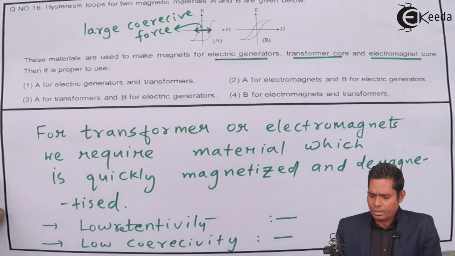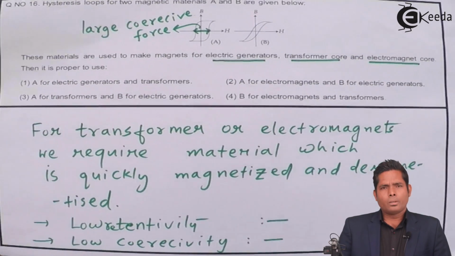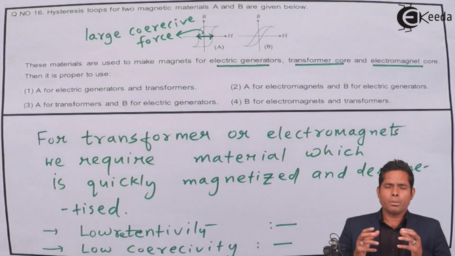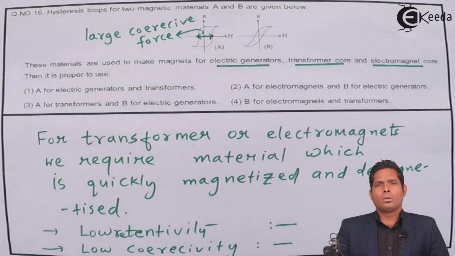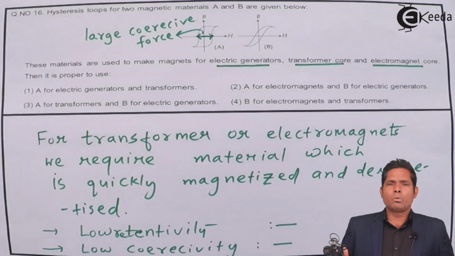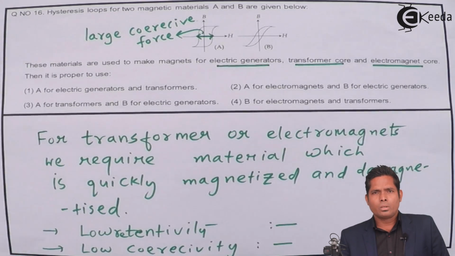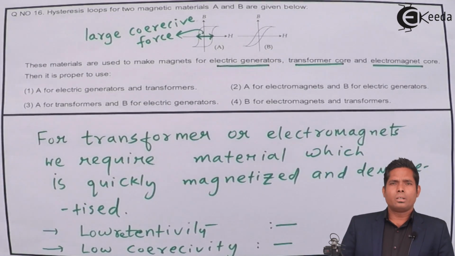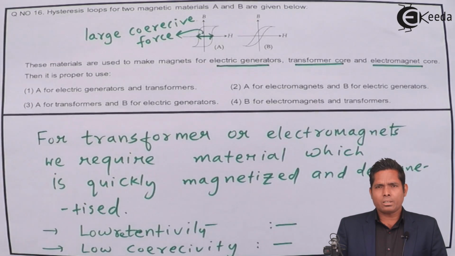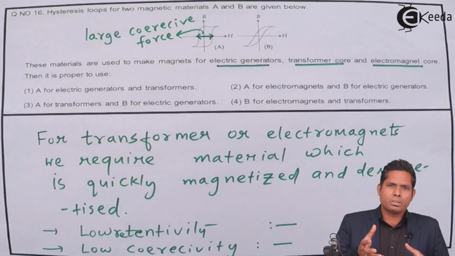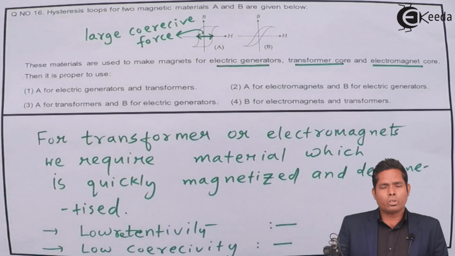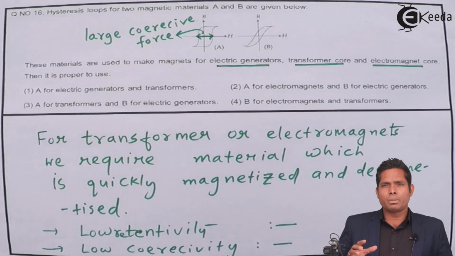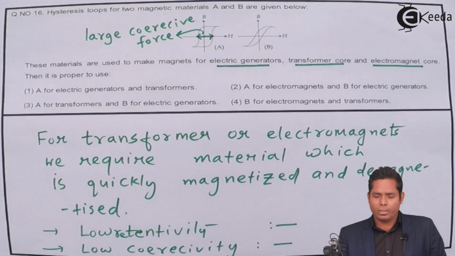But then what is retentivity? Retentivity is the ability of the material to keep or retain magnetism even after the removal of applied magnetic field. After the applied magnetic field stops, if it still keeps its magnetic property, then that is called retentivity. That should be less because we want it to be quickly demagnetized, because if it keeps its magnetic property then it will not be demagnetized. So it should be demagnetized in very little time. So it should have a low value of retentivity, the ability of the material to keep the magnetism after the removal of external applied field.